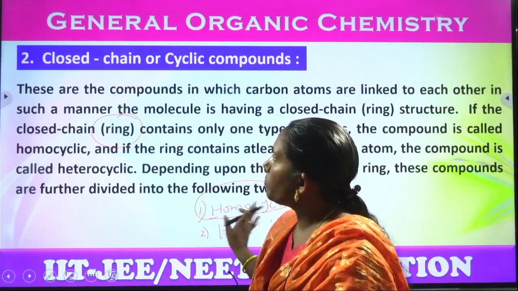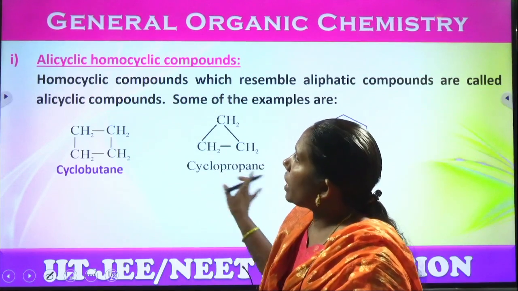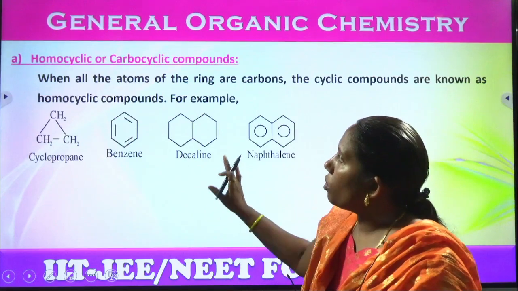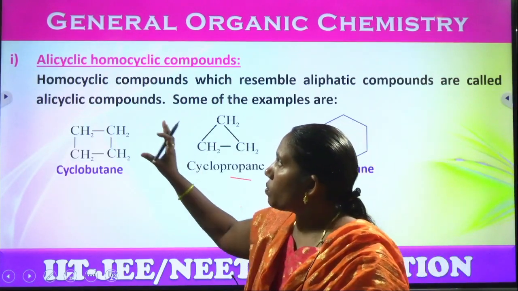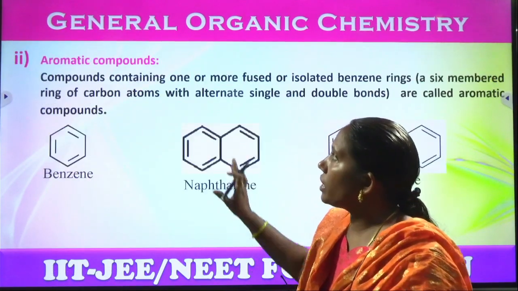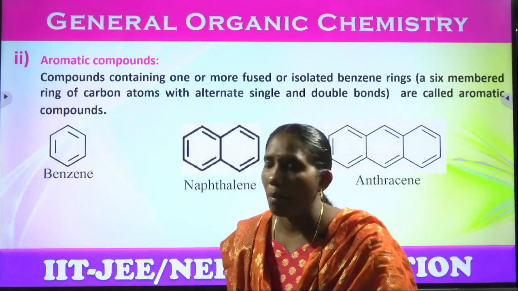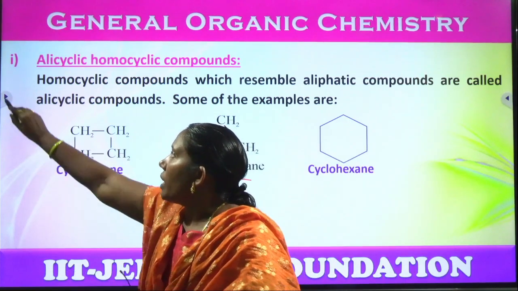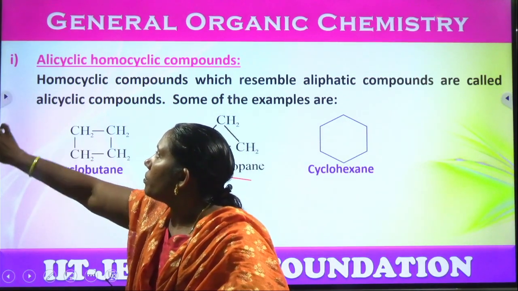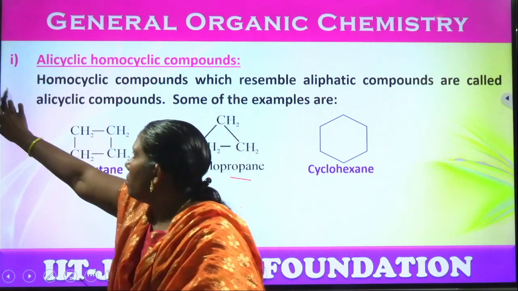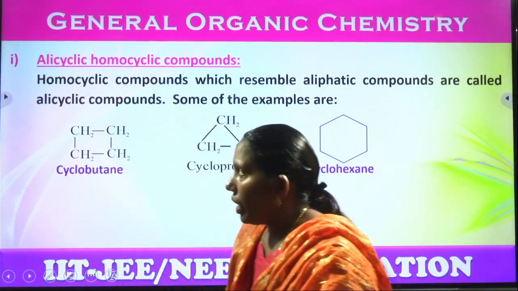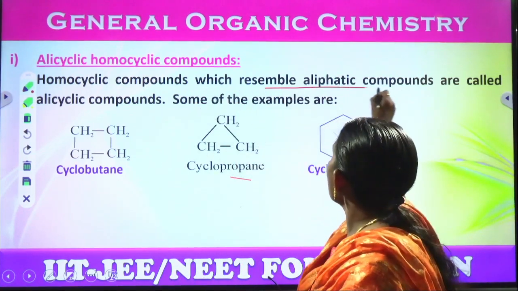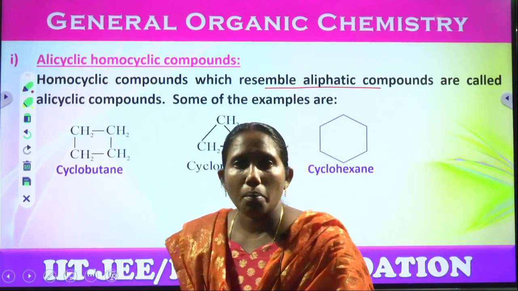So come. In the homocyclic, again there are two types of compounds. What are those? That is, first one alicyclic homocyclic compound, second one is aromatic compound. So come to the first one, alicyclic homocyclic compounds. Alicyclic homocyclic compounds means homocyclic compounds which resemble aliphatic compounds.